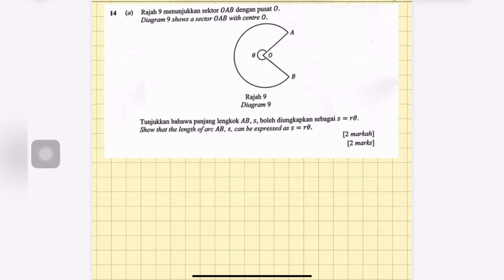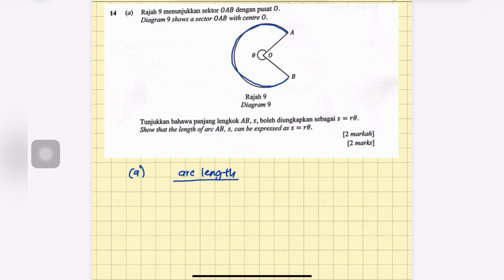14a, diagram 9 shows a sector OAB with center O. Show that the length of arc AB, S, can be expressed as S equals r theta. Okay, so to show the arc length AB is actually this one, we can use ratio.